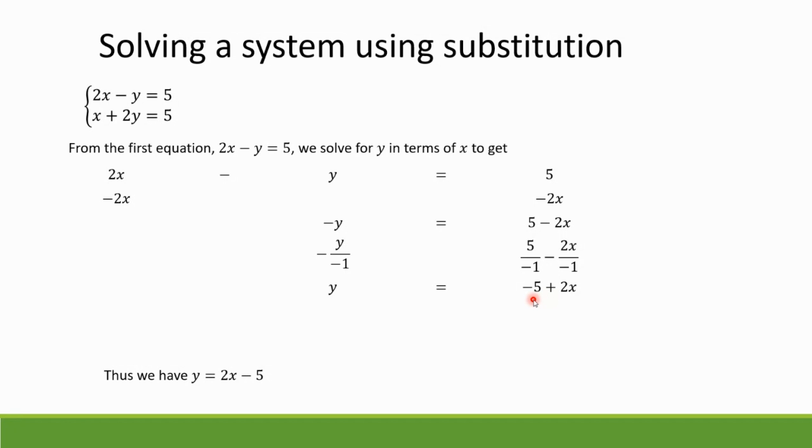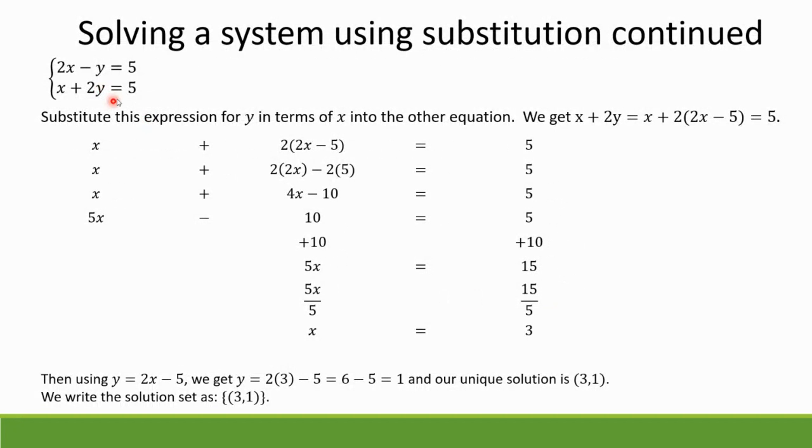Good. So we have y in terms of x. What can we do next? Well, we have the other equation there, x plus 2y is 5. We didn't use that equation. Let's use it. Since we know what y is in terms of x, we can plug it in, like I'm doing here.